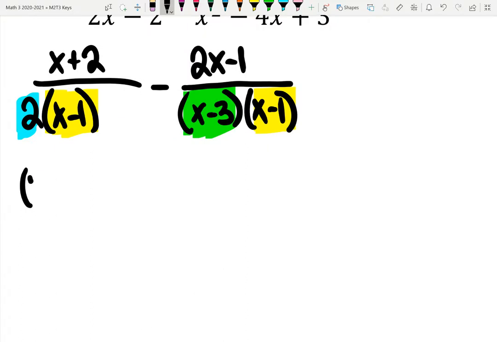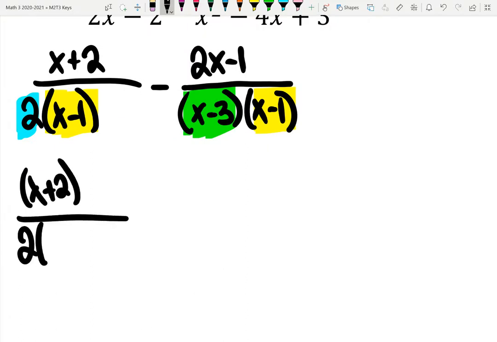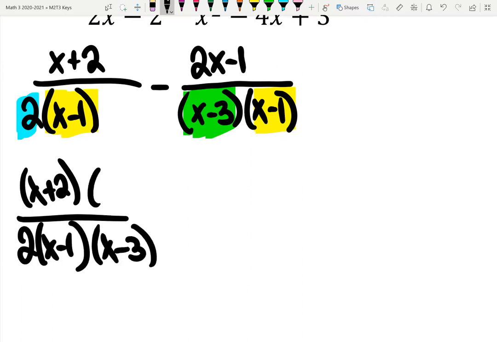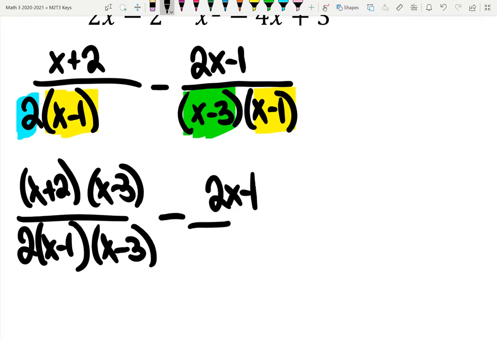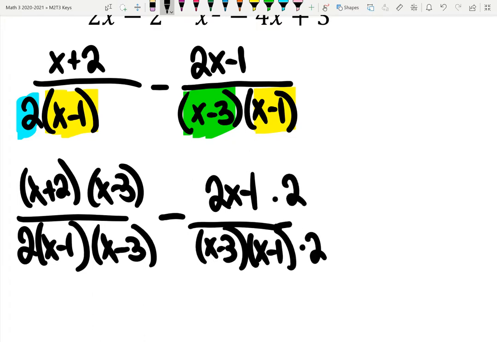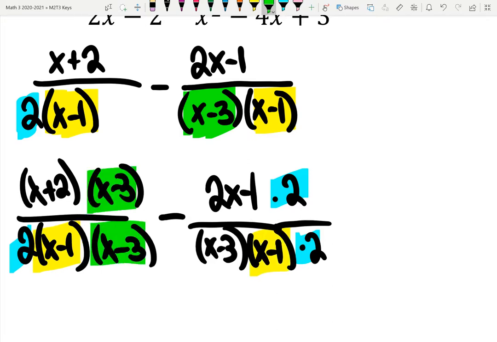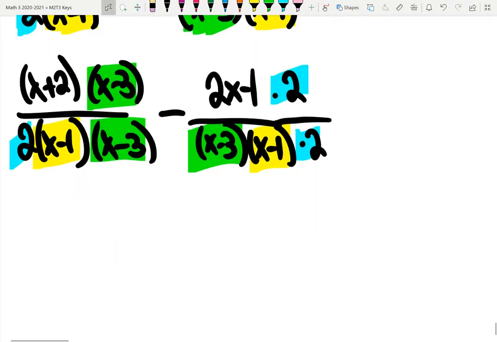For this first one, for x plus 2, I notice it's missing the green term x minus 3. So what am I going to do to the numerator and denominator? Multiply it by x minus 3. Minus 2x minus 1. What is this missing? x minus 3, x minus 1. Oh, it's missing a 2. Time to clean it up.